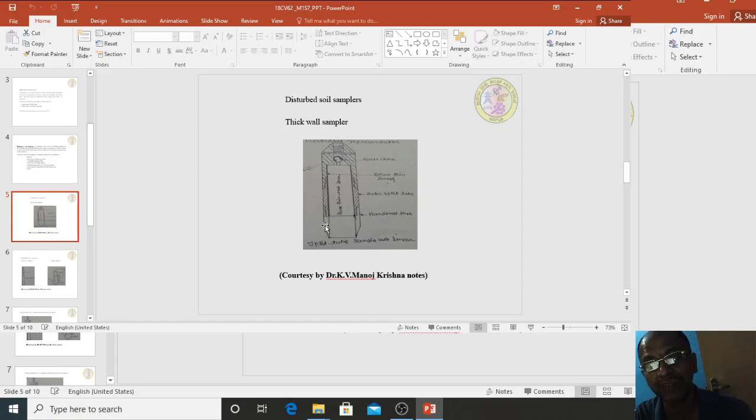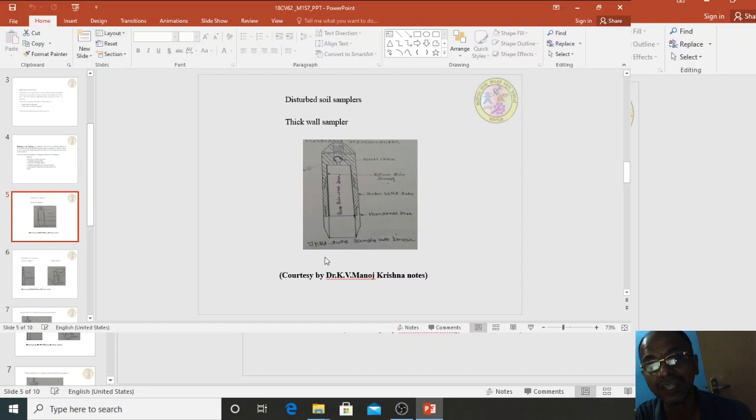If you substitute the outer diameter and inner diameter of the tube in the formula, area ratio is equal to outer diameter square minus inner diameter square divided by inner diameter square into 100. Let us say in this case the outer diameter is D2, inner diameter is D1, then (D2 square minus D1 square) divided by D1 square into 100, if you do it, you will get the area ratio.